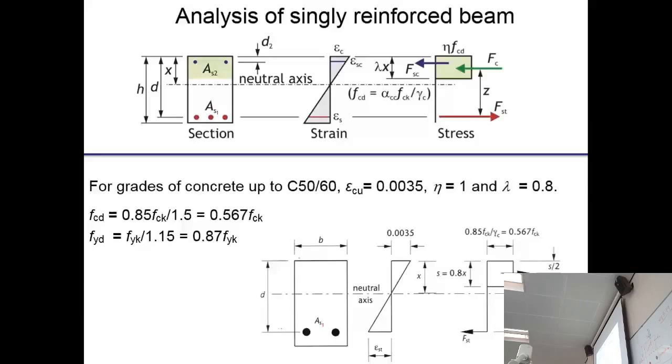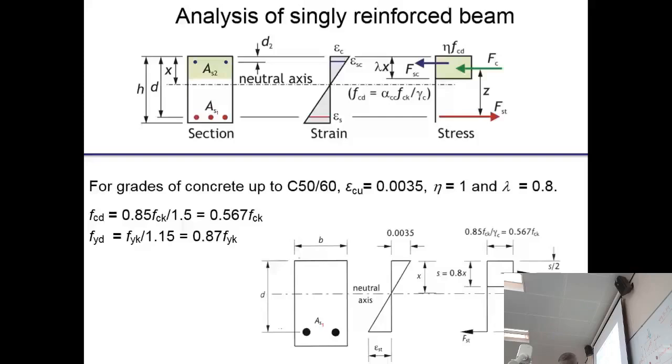So lambda is 0.8, your alpha cc. These are all the UK ones that you'll be working with. We always have a maximum strain of the concrete of 0.0035. Eta is always 1, and we only go up to the strength of C50/60.